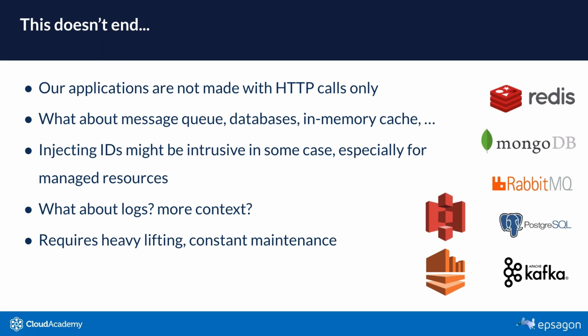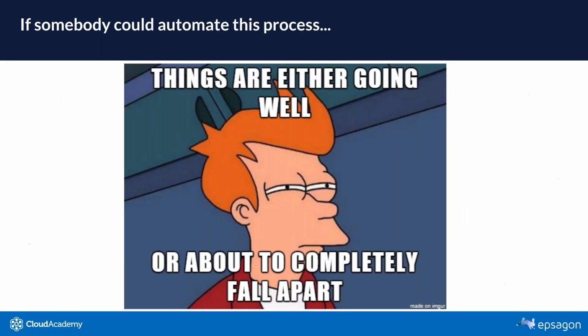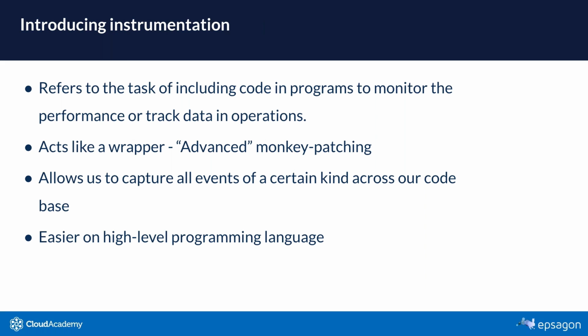And it leads me to the point that it requires a lot of heavy lifting just to get up and running with distributed tracing in production. And obviously it requires constant maintenance over time because we're changing services and adding things, and our application is dynamic. If only somebody could automate this process completely so we as engineers don't need to take care of it. Luckily there is. So let's introduce instrumentation.